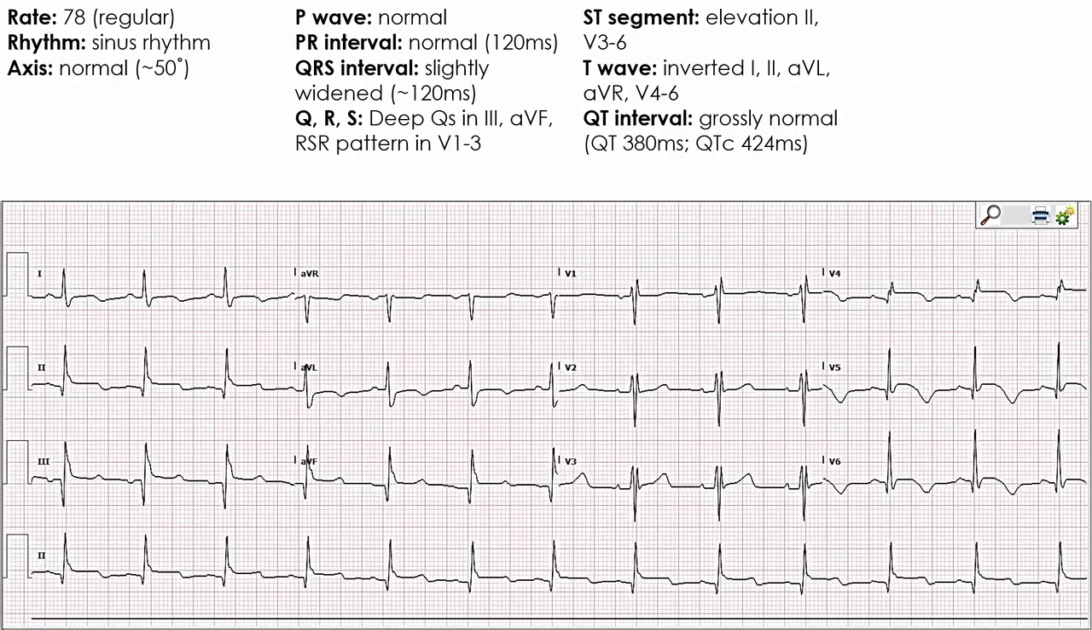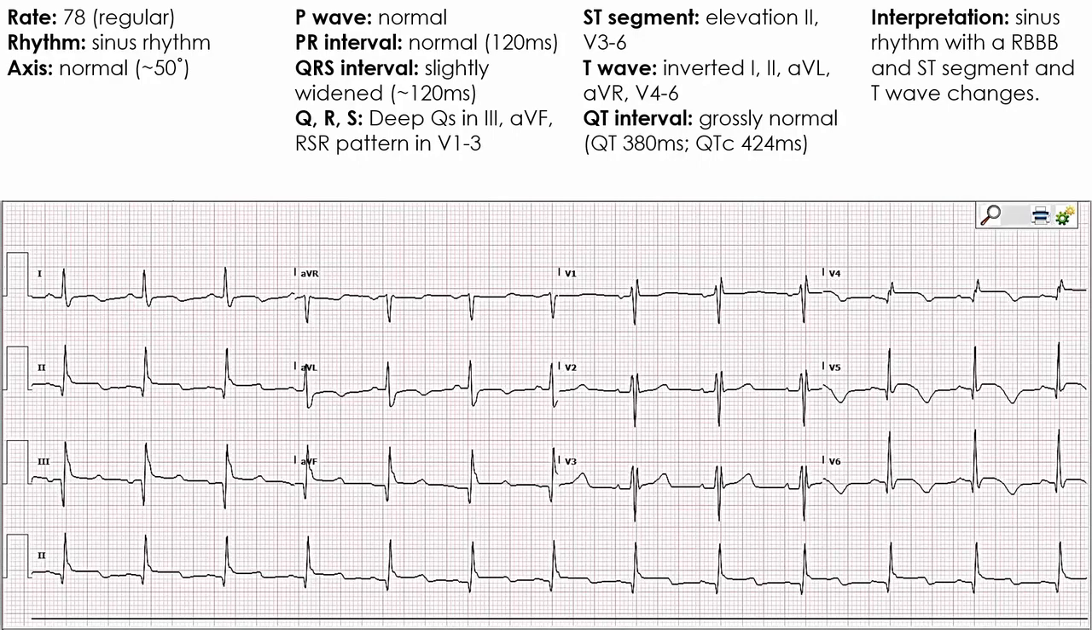So my interpretation of this one is that this is a sinus rhythm with a right bundle branch block, and there are ST segment and T wave changes. Again, there are multiple differentials. Things to include would obviously be ischemia, pulmonary embolism, but it would depend on the history as well.